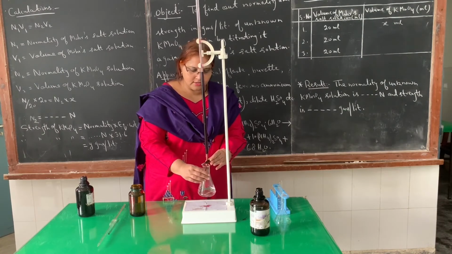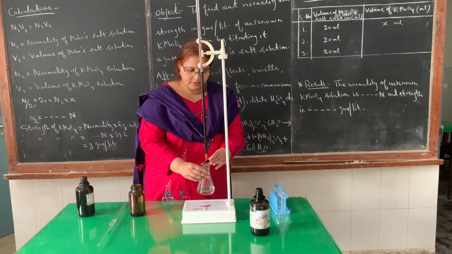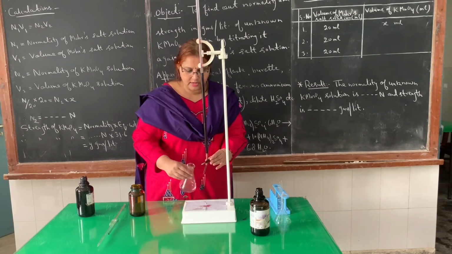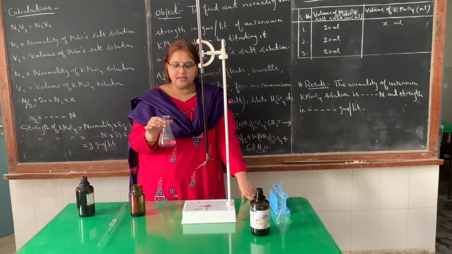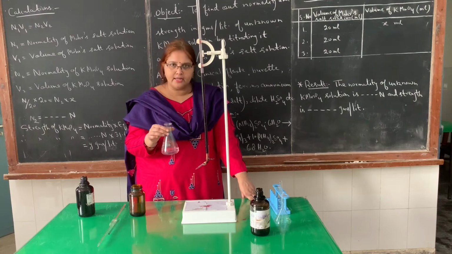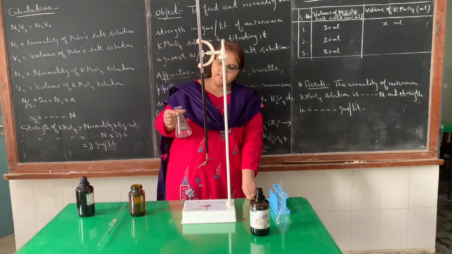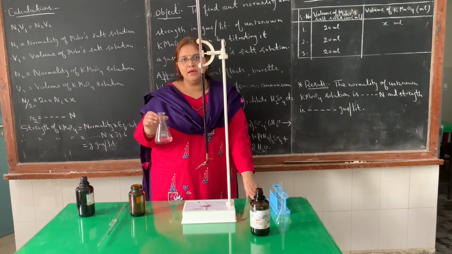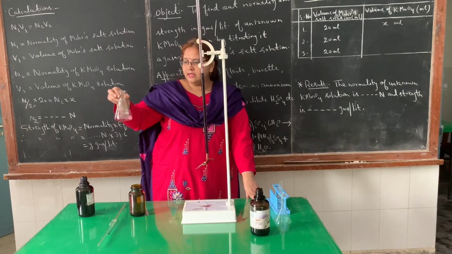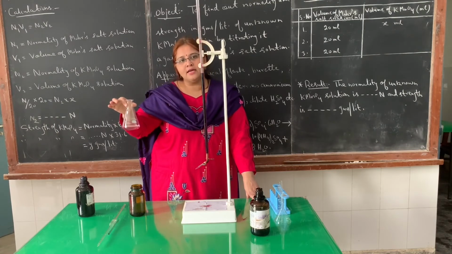With constant, slow shaking, we are mixing it. We have to wait at least 20 seconds for the color. If it does not disappear, then this is our end point. Otherwise, we have to continue adding again. So, this is the light pink color obtained and it is not disappearing. See, this is our end point color.